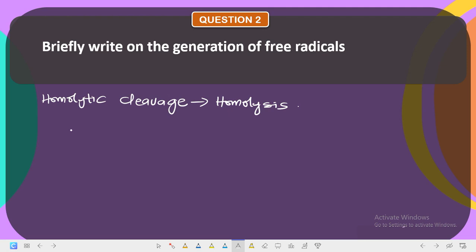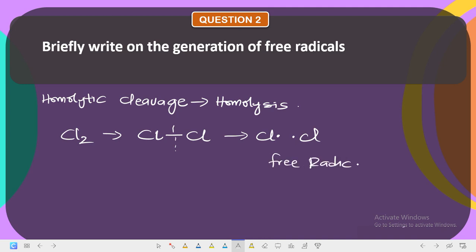For instance, let us talk about Cl2. Now the bond in Cl2 is like Cl. Now there's a bond between chlorine and this other chlorine atom. If this bond breaks, each of the chlorine atom takes away their electrons in such a way that what will be formed here is what? This and this. These that are formed are called free radicals. So we can say that free radicals are formed from homolytic cleavage of a bond.